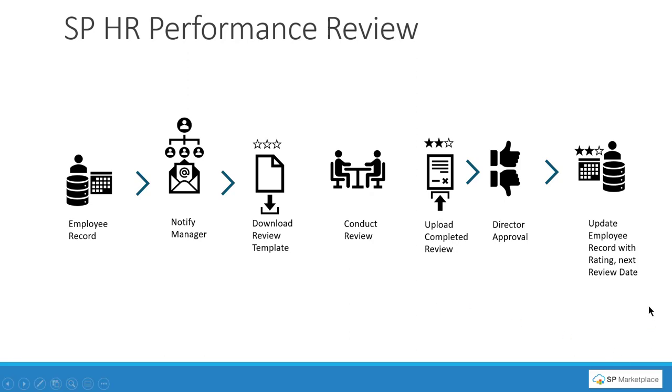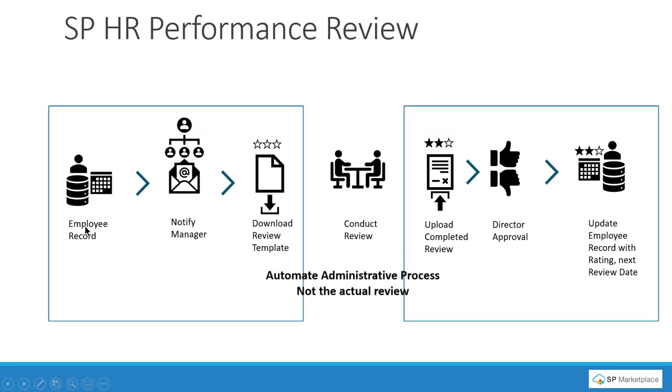And the automation points really are two areas. The reminder and notification to the manager and the downloading of the performance review. The review is conducted, and then the automation starts again when the manager uploads the review. An approval happens, and then it updates the employee record. So what we're really doing is automating the administrative process on each side of the actual review being done, but not the actual review.